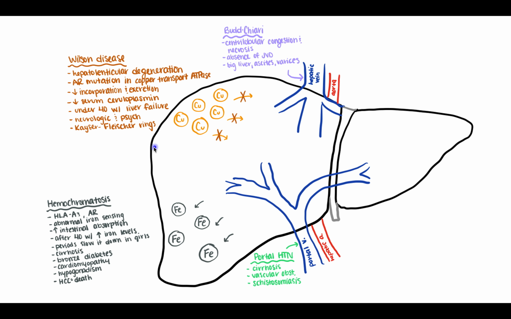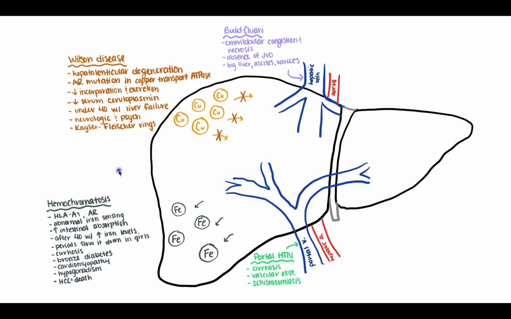And then we have these two over here, Wilson's disease and hemochromatosis. And for whatever reason, I always seem to get these mixed up. And I think a lot of it has to do with, is it something going in? Is it something that can't get out? Are we taking too much in? Are we not putting enough out?